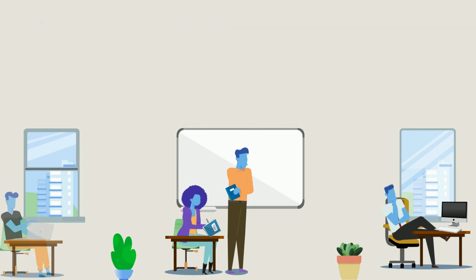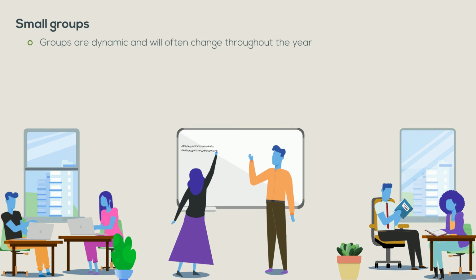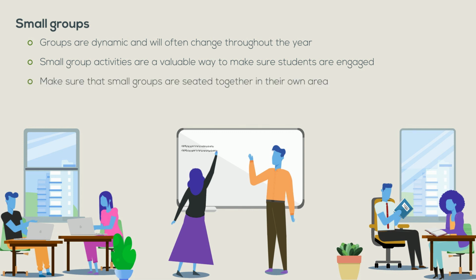The groups are dynamic and will often change throughout the year as students meet targets. Small group activities are a valuable way to make sure that all students are engaged and meeting targets. Make sure that small groups are seated together in their own area.